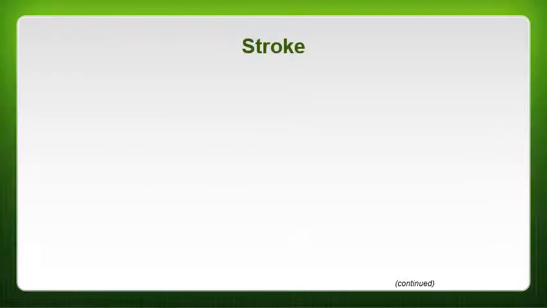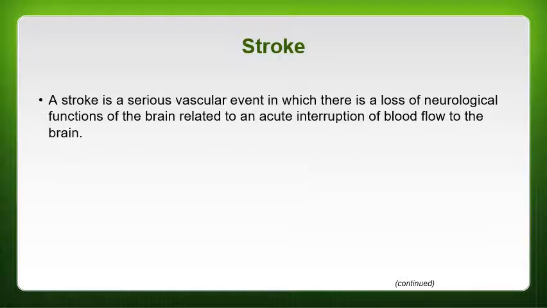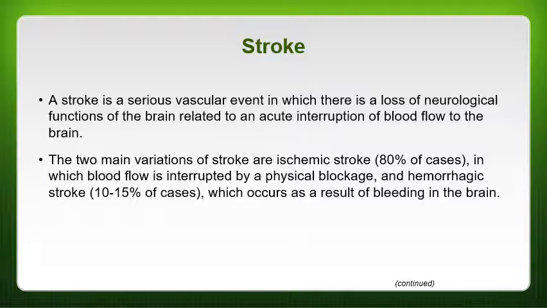Okay, next we're going to move on to stroke. So stroke's a vascular event where you get loss of neurological function related to an acute interruption of blood flow to the brain. And there's going to be 2 main types that we talk about here. One is the ischemic stroke and the other is the hemorrhagic stroke. So the ischemic stroke is usually going to be caused by some type of blockage, whereas a hemorrhagic stroke occurs as a result of actual bleeding into the brain.